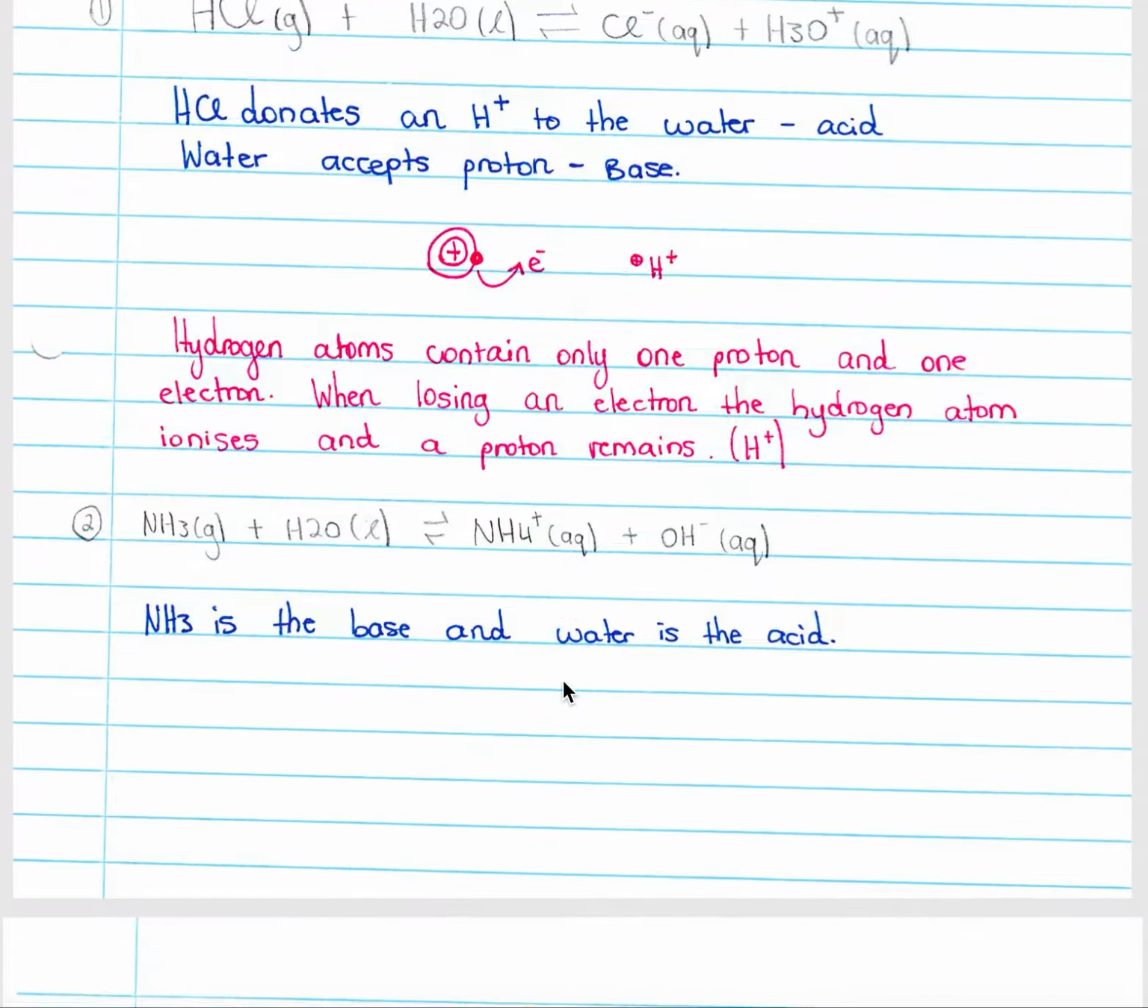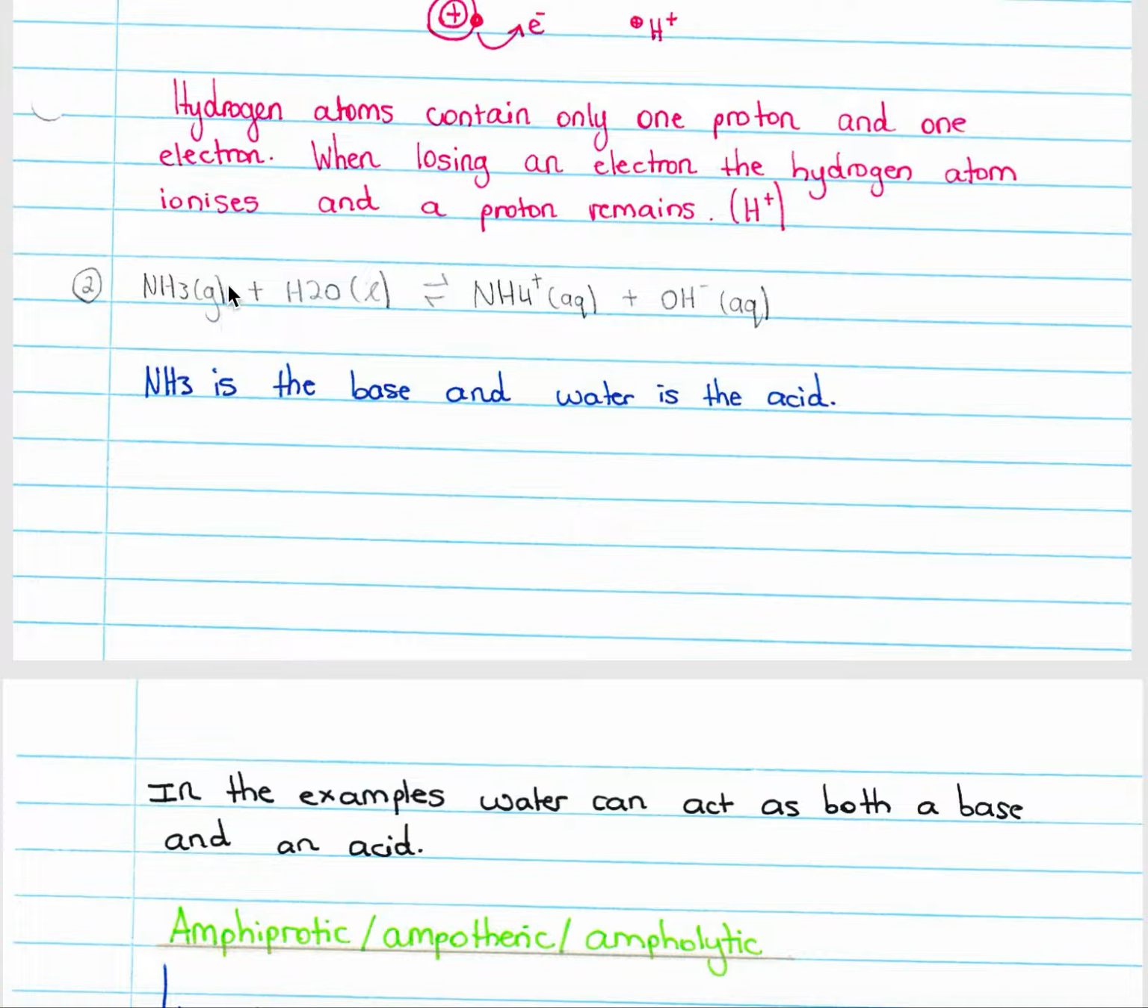If we look at the second example over here, we have NH3 in gas form plus water, forming NH4+ plus OH-. In this case, NH3 is the base and water is the acid. As we can see, NH3 becomes NH4+, meaning it has accepted an H+, meaning that it's a base, as a base is a proton acceptor. On the other hand, H2O becomes OH-, meaning that it has lost an H+, meaning it has donated it to NH3, and therefore H2O is an acid.